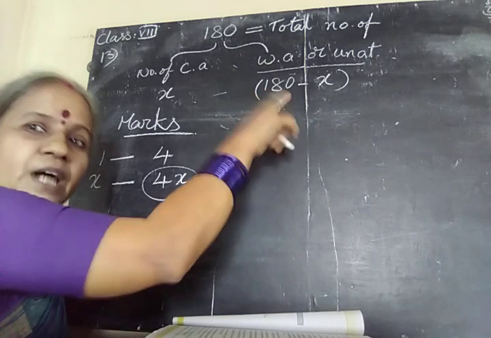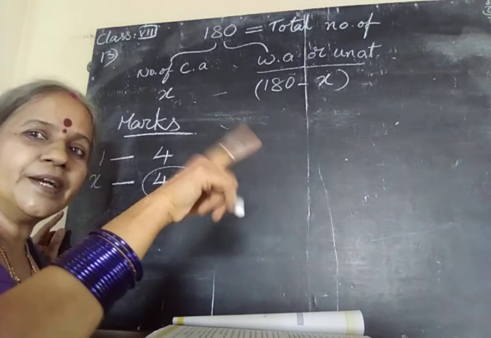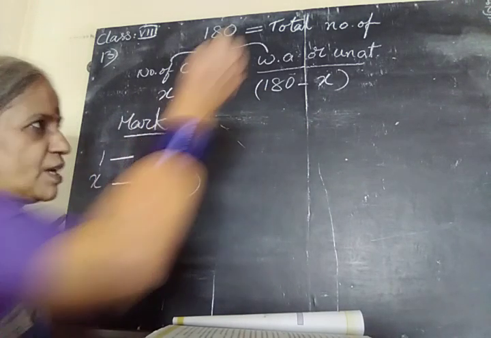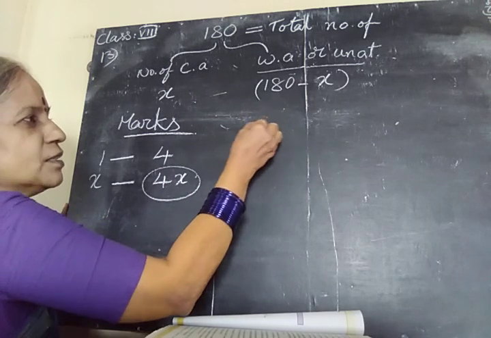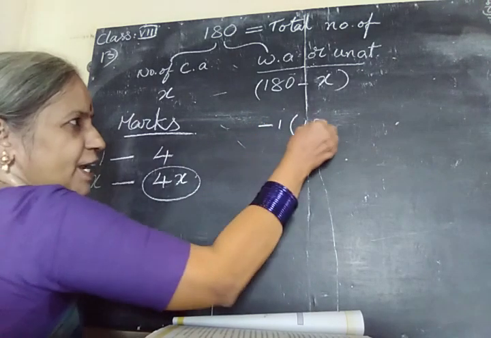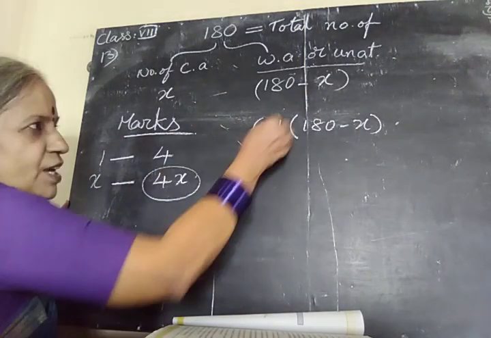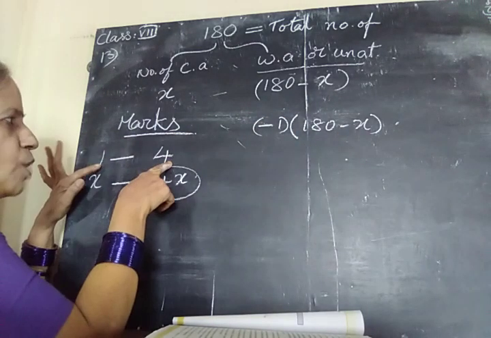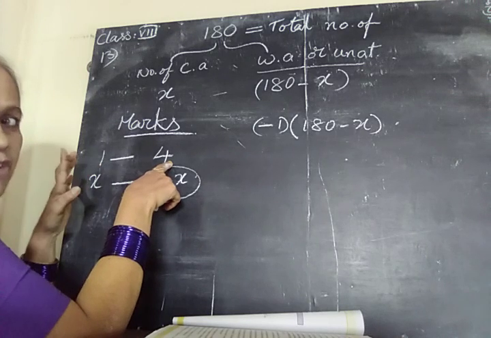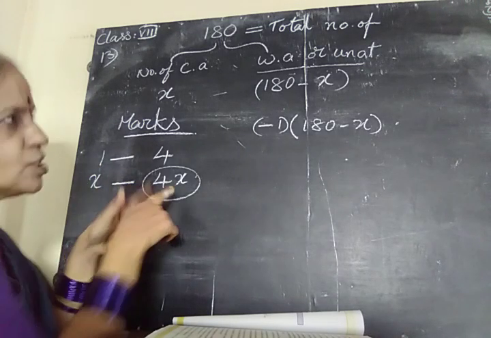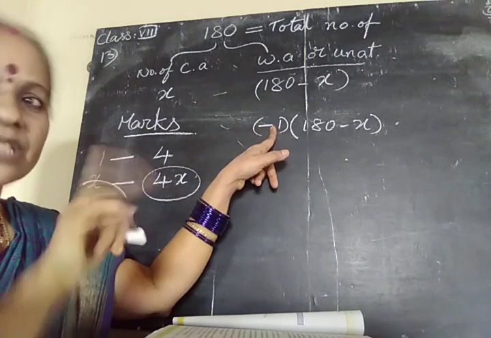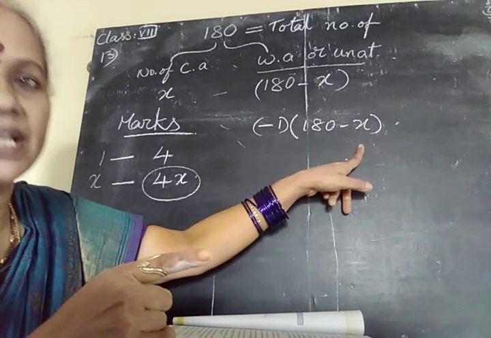But for each wrong answer, they are deducting 1 mark. Deducting means minus 1. So how many minus marks? Minus 1 into 180 minus X. Here for correct answers we get plus 4 into X, like that. Here deducting 1 mark means minus 1 into 180 minus X.